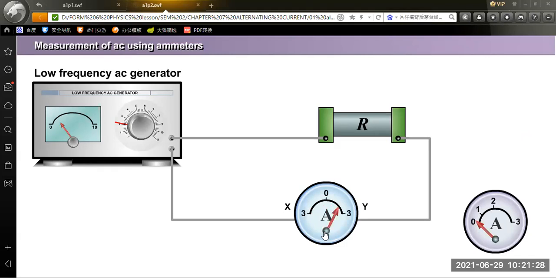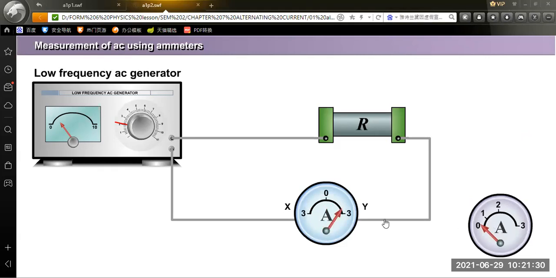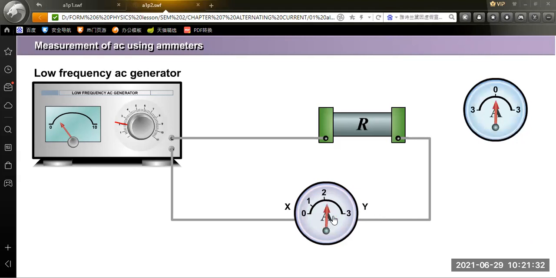But what happens when I replace it with a non-center zero ammeter? We notice that it's around 2 plus only. Why? This is what we will learn. That is the first objective we will learn. Okay, so now we go to the next slide.